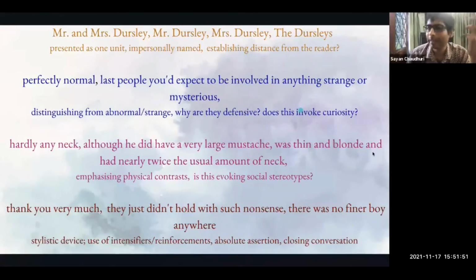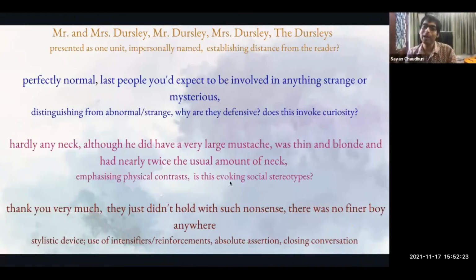Then you're also asking questions like, why are they defensive? Why do they not want to be involved? And also, is this anticipating something? Is something strange or mysterious going to come in the next paragraph? Because they're like, oh, I don't want anything strange. There are so many horror stories which will begin with that premise, with that starting point. You're not expecting any horror, and so it happens. Hardly any neck, although he did have a very large mustache. So there are physical contrasts. Is this evoking social stereotypes? All of these questions can become research questions.